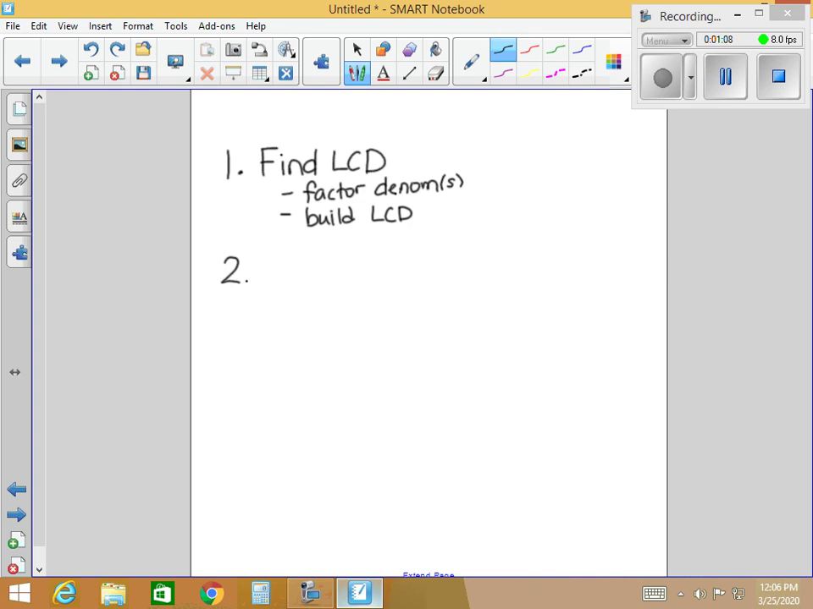Okay, after we found the lowest common denominator, then we need to find the new numerators. I'm going to say tops instead of writing numerators. Okay, so we need to rewrite the fractions. We need to call 1/2 5/10, or maybe 3/6, or maybe 10 over 20 instead of 1/2. So we rewrite the fractions. Then we combine the tops, keep the bottom.